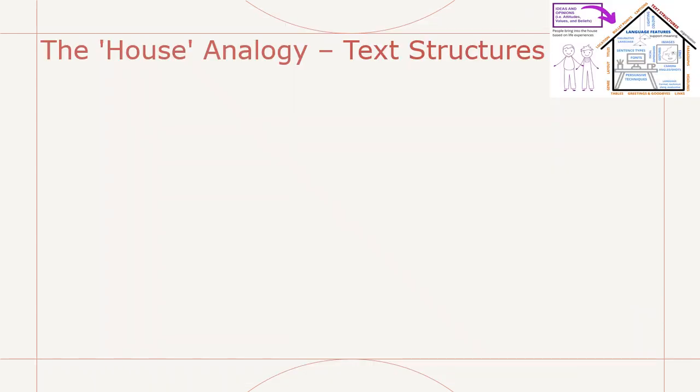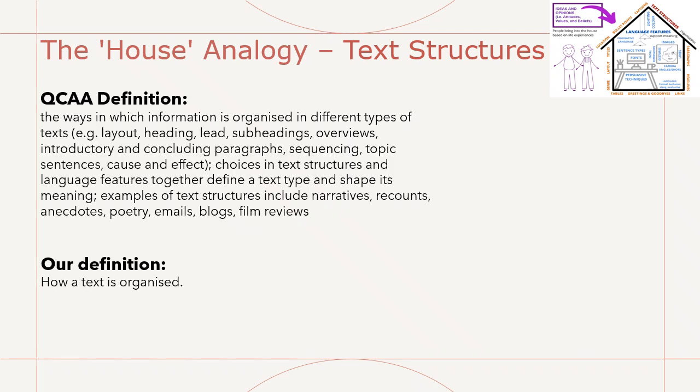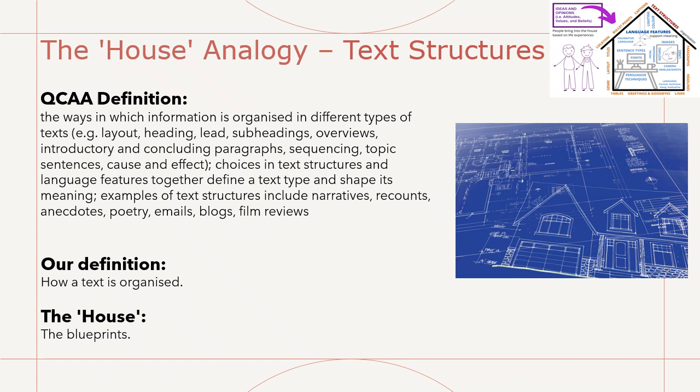Now, in the last video, we talked about this beautiful QCAA definition. We broke it down into its simplest form, and we spoke about how text structures are basically like the blueprints of a house. They help the author plan what the text is going to look like. We want to know where the information is organized on the page, and honestly, it's pretty simple with a visual text. If you want more detail on this, then please go back and have a listen about how blueprints are like text structures in my last video, because it goes into quite a bit of detail.